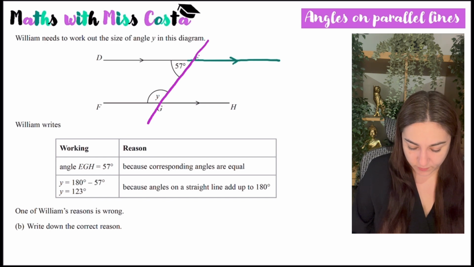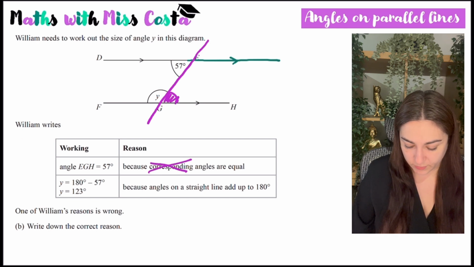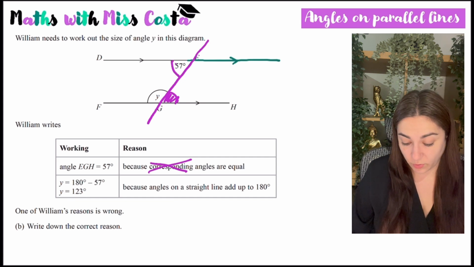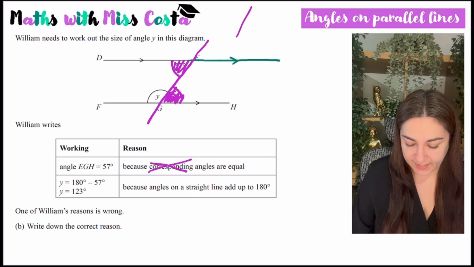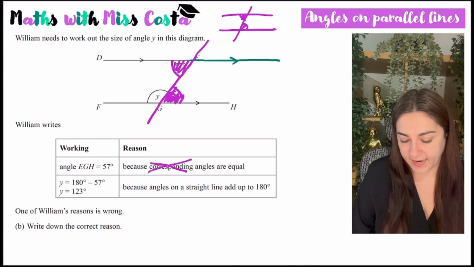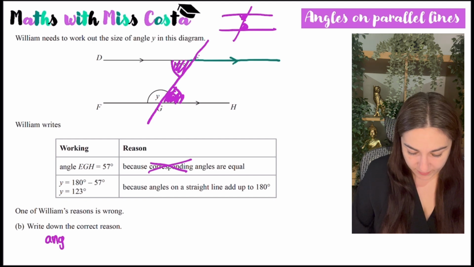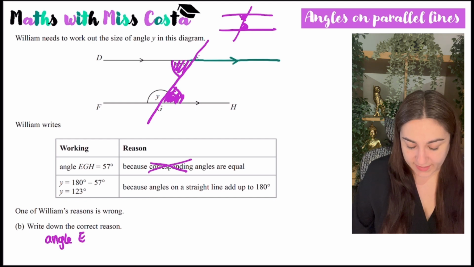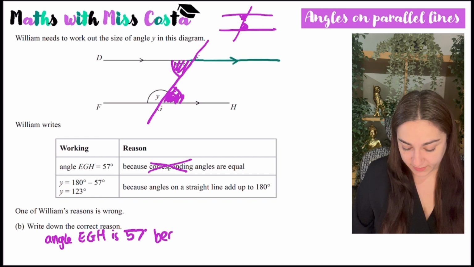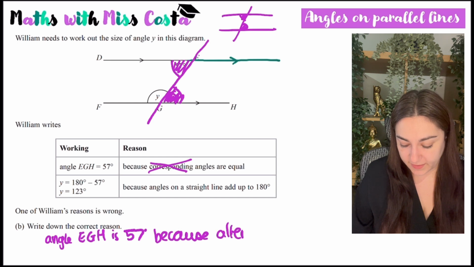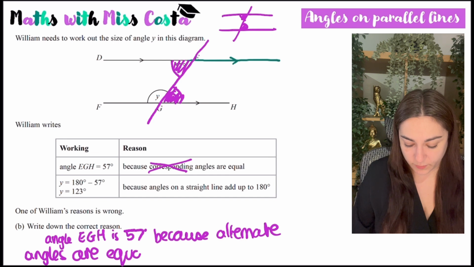So William writes angle EGH. So angle EGH would be this angle here. It's 57 degrees because corresponding angles are equal. Well, that's wrong because this angle and this angle here are alternate angles. So when they're on alternate sides of the diagonal, that's when we call them alternate angles. So we'd say angle EGH is 57 degrees because alternate angles are equal.